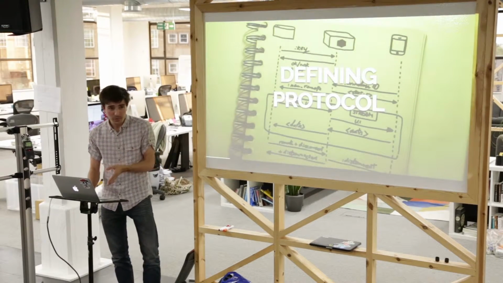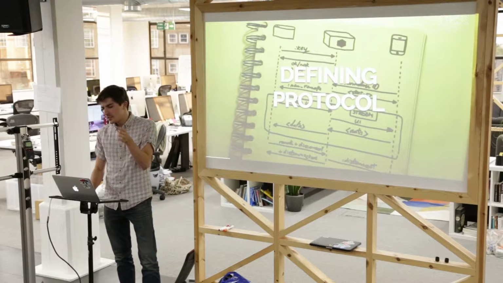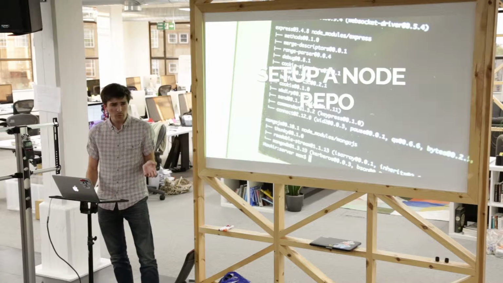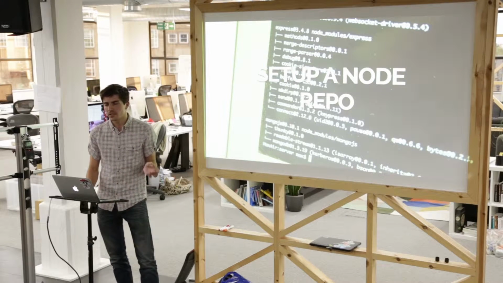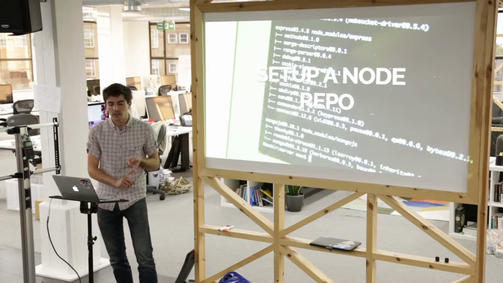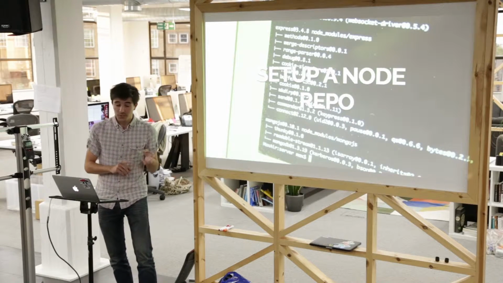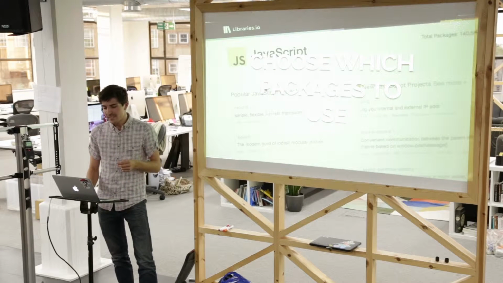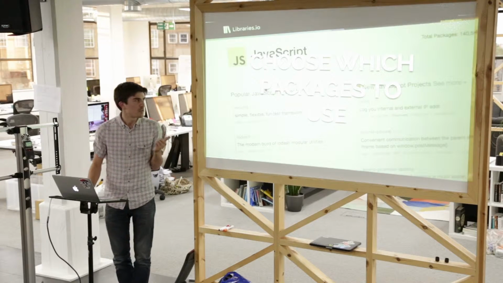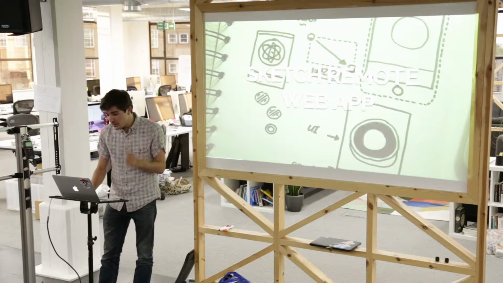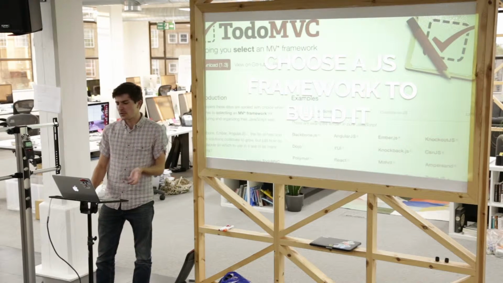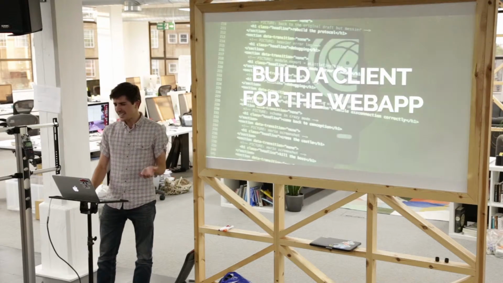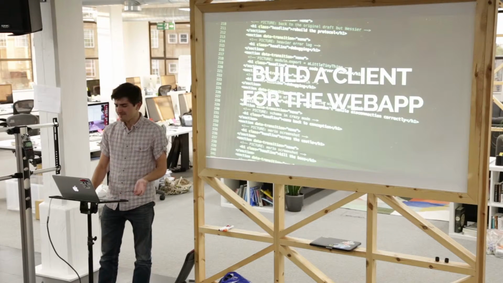So first, you define the protocol. So okay, it's supposed to talk like this between the servers and the remote. After, you set up a Node repo, and you realize it's not that easy because you need to buy a server, you need to install Node, do all the rest, be sure it doesn't crash and everything. You need to choose which packages you use. You sketch a remote app. You choose which framework to use to build it. You make it responsive because, of course, at the start it doesn't work very well. You build a client for the web app.